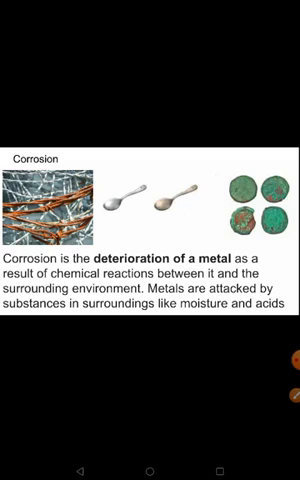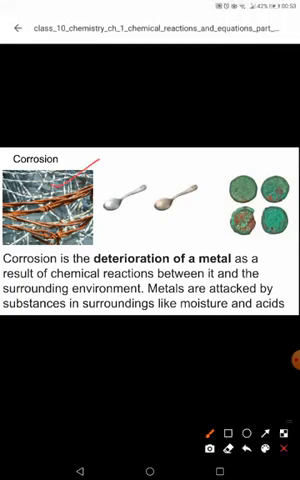See, corrosion is nothing but deterioration of a metal due to a chemical reaction between the metal and the surrounding environment. The metals, when they are kept exposed, are attacked by the substances found in the surroundings, like moisture and acids. So you must have noticed iron objects forming rust, the brown deposit. It's given as an example here in this image.